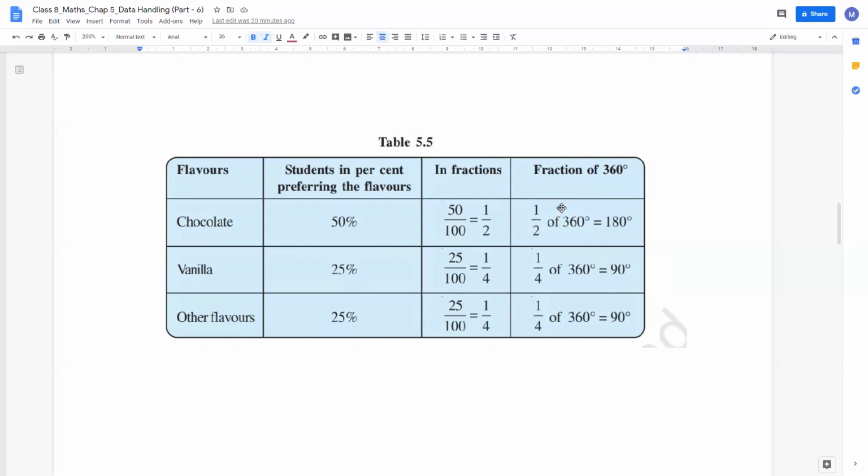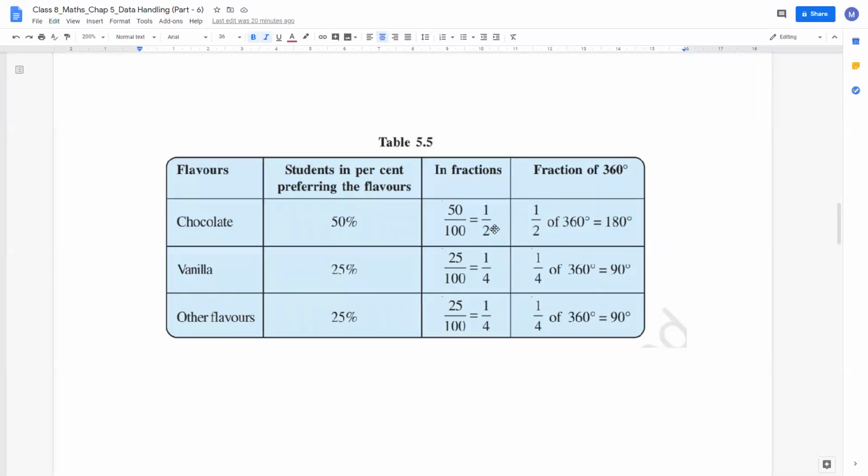Now how will you get the fraction of 360 degree? Why 360 degree? We know that the angle at the center of the circle is 360 degree. That is, in a circle at the center we can make a 360 degree angle. So the total degree measure of the angle at the center of a circle is 360 degree. So we have to find the central angle. How will you get it? What is the fraction we got for each information? That we have to multiply by 360. Then you will get the central angle.